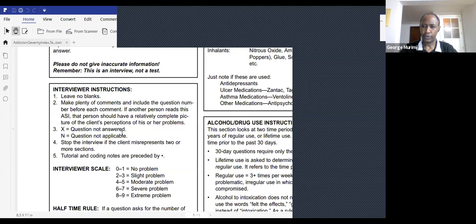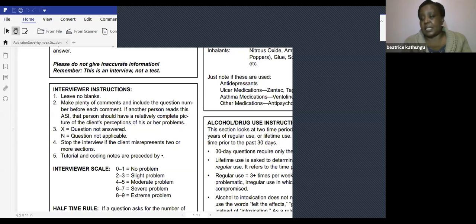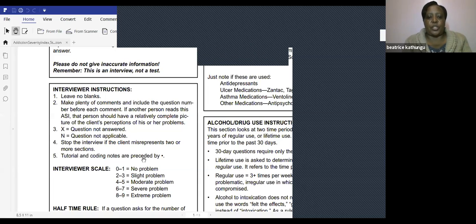And some of the misrepresentation could be because of poor understanding, could be because of a poor grasp of the meaning of the questions, could be because they have concentration difficulties, could be because, like Moses said, they have co-occurring disorders that are impairing them. So if that happens and you see you're not getting anywhere, then you stop the interview. And then Moses has also told us where we see a bullet, we have been given explanatory notes.